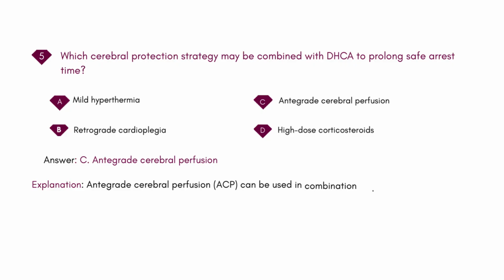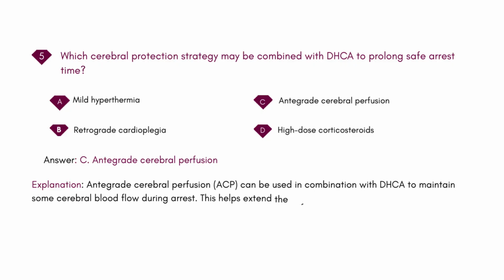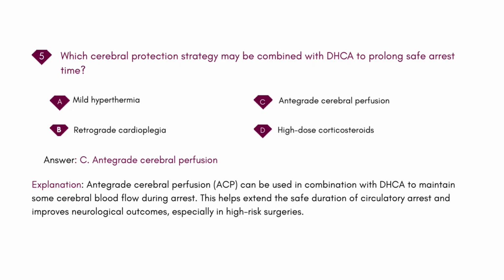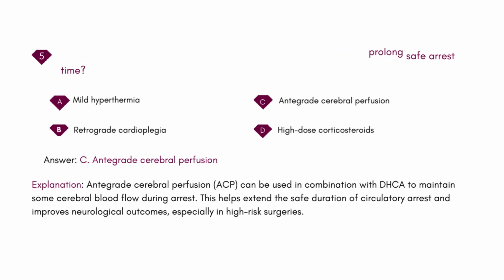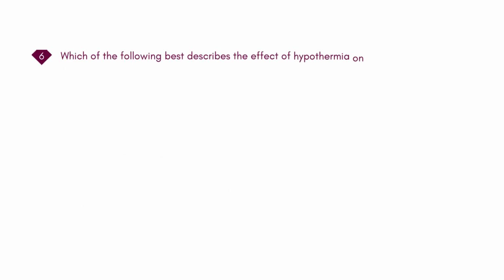Explanation: Antegrade cerebral perfusion, ACP, can be used in combination with DHCA to maintain some cerebral blood flow during arrest. This helps extend the safe duration of circulatory arrest and improves neurological outcomes, especially in high-risk surgeries. Which of the following best describes the effect of hypothermia on cerebral metabolic rate during DHCA?